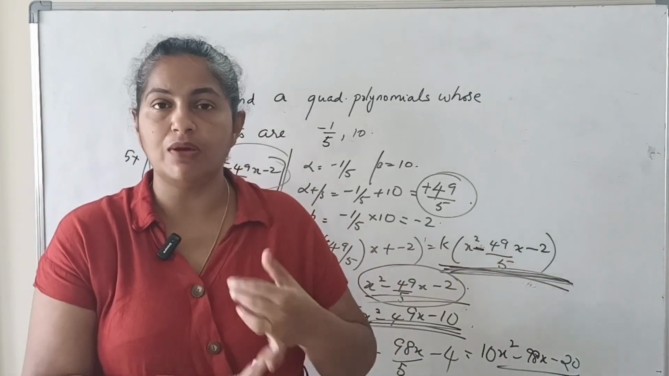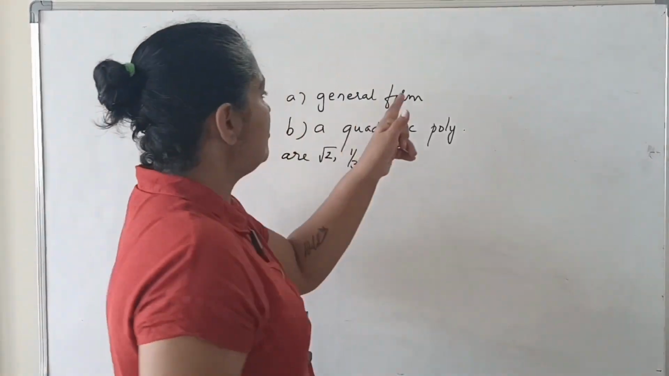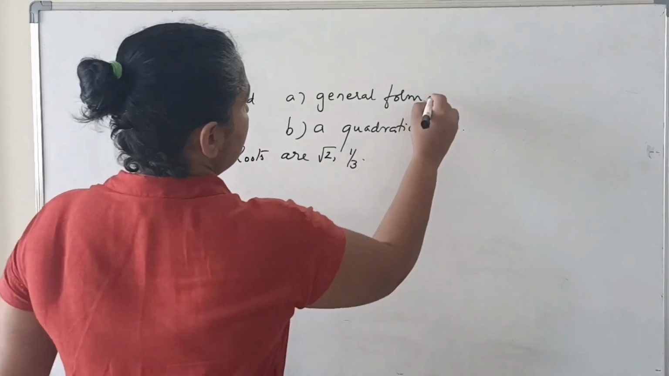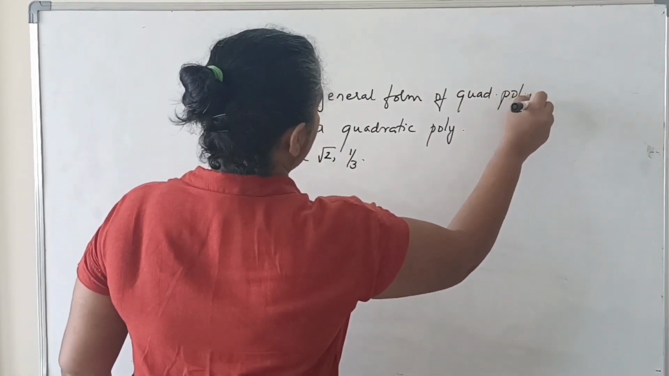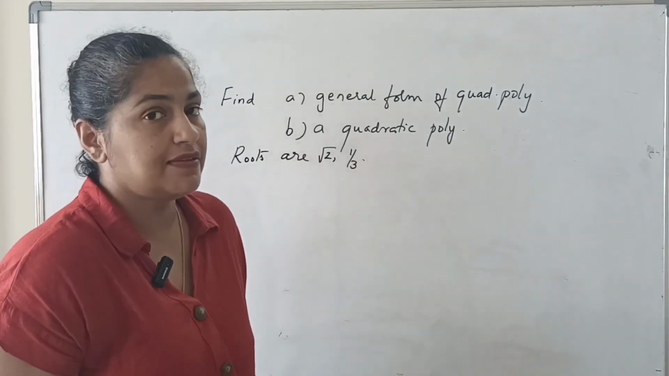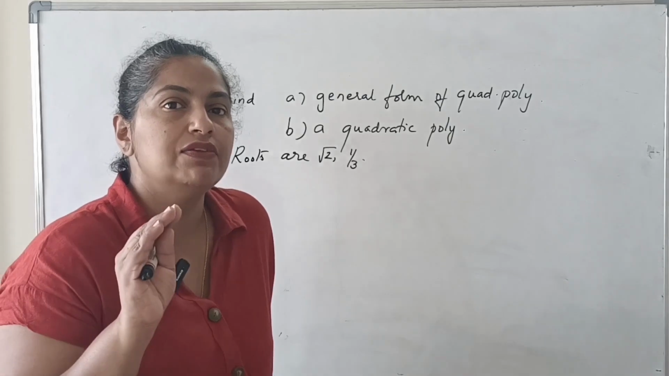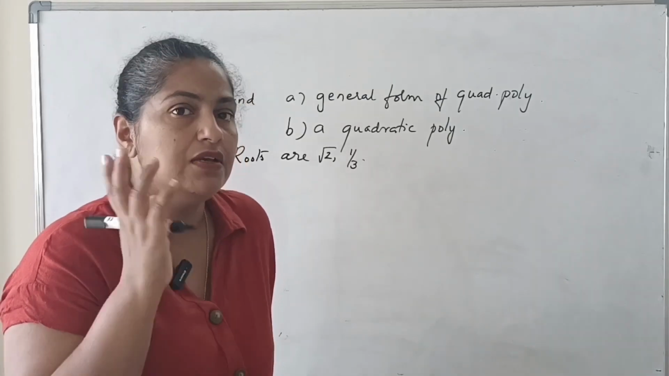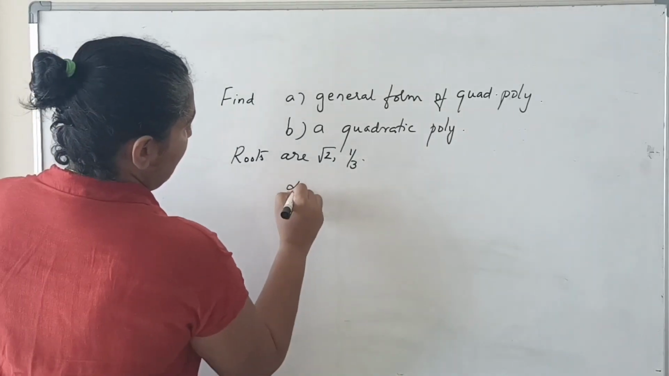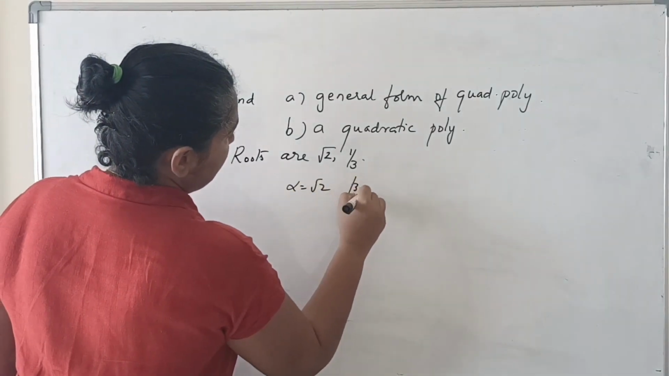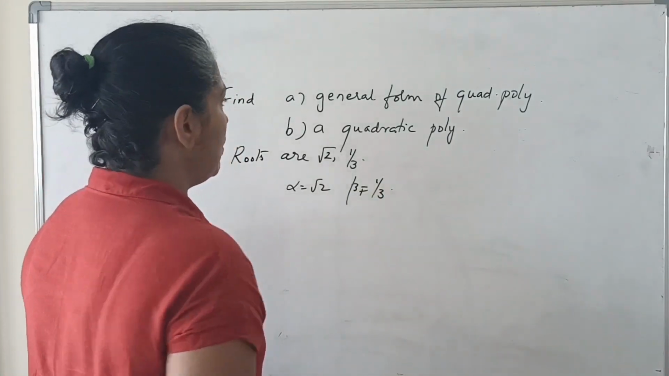So, let us do one more sum and wind up this particular type of sums. Find the general form of a quadratic polynomial is the first part, and find a quadratic polynomial is the second part. The roots are given to be root 2 and 1 by 3. I will write down the steps properly so you know what exactly to write when the question is being asked. Alpha is equal to root 2 and beta is equal to 1 by 3, where alpha and beta are the roots of the given polynomial.